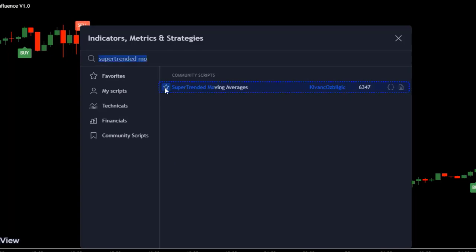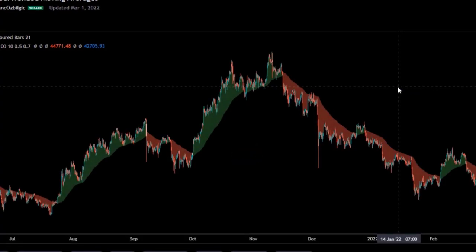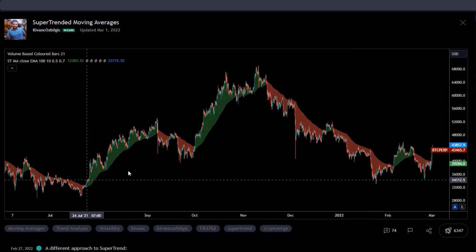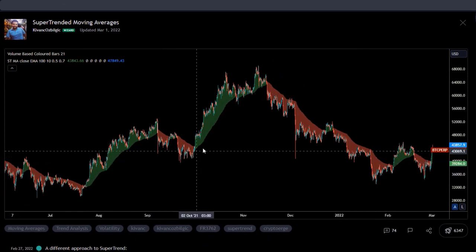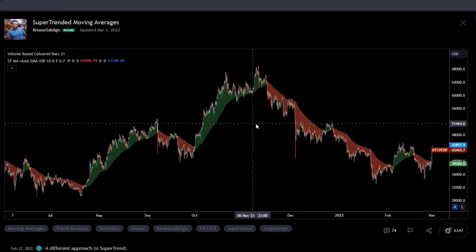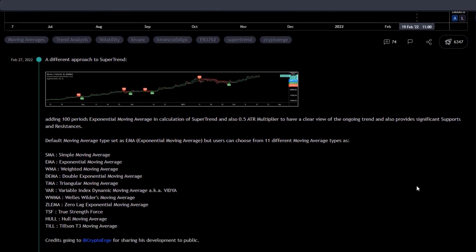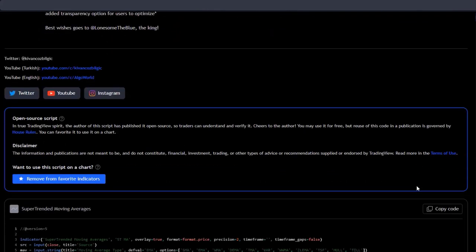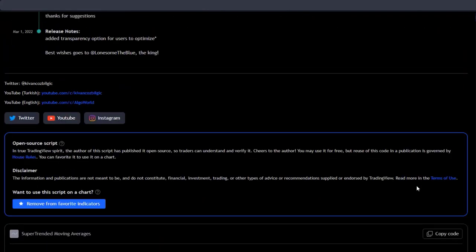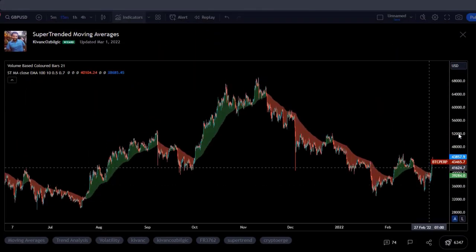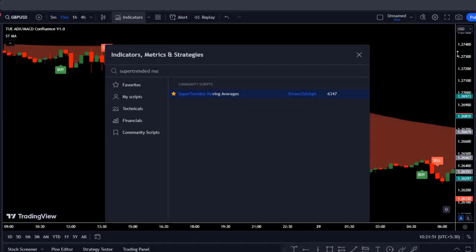The super trended moving average indicator enhances the traditional super trend by combining a 100-period exponential moving average (EMA) with a 0.5 average true range (ATR) multiplier. It provides a clear view of the ongoing trend and identifies significant support and resistance levels. With the inclusion of the 100-period EMA and ATR multiplier, this indicator improves our understanding of the market dynamics, enabling us to make well-informed trading decisions.